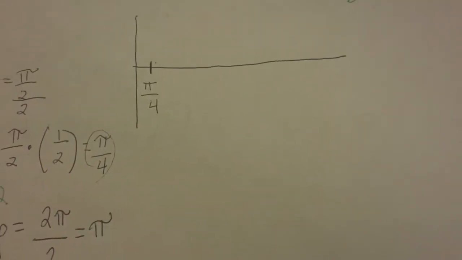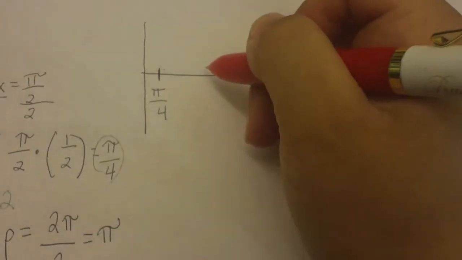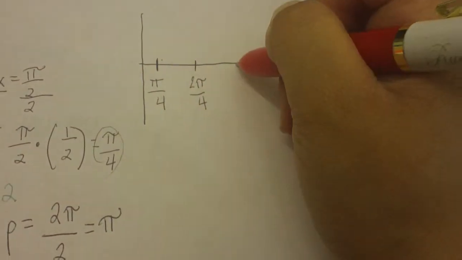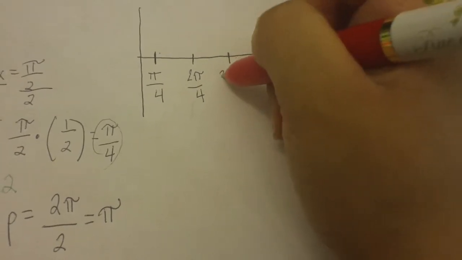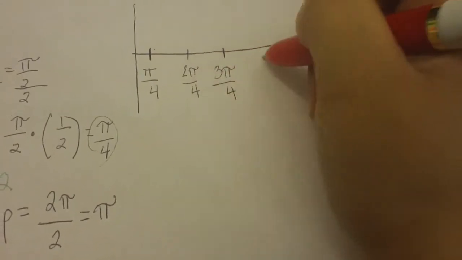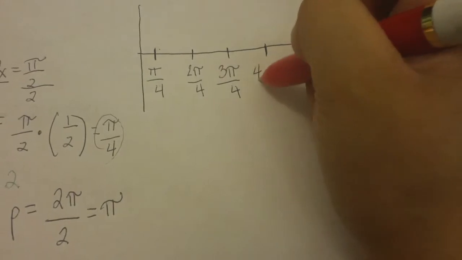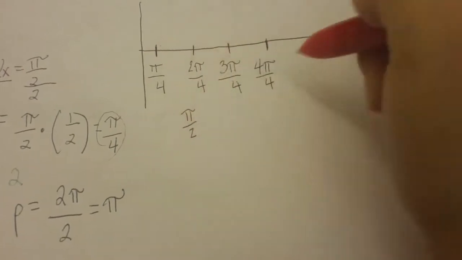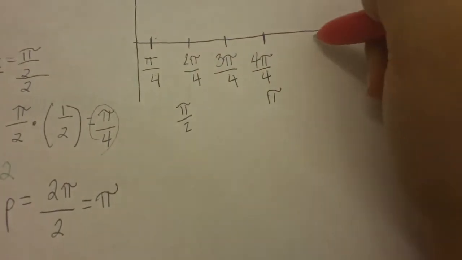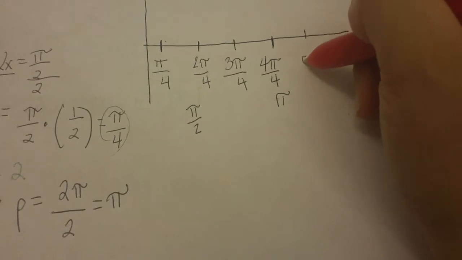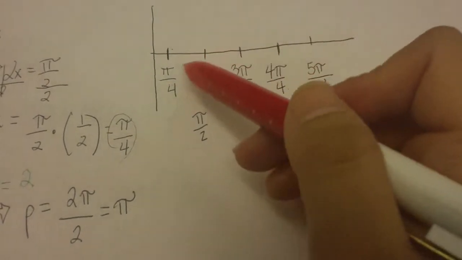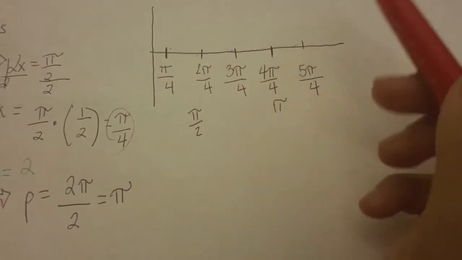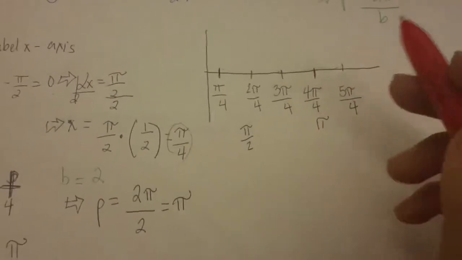So then let's go to our next pi over 4. So we have pi over 4, 2 pi over 4, which is just equal to pi over 2, and then 3 pi over 4, and then 4 pi over 4, which is just pi. So this is pi over 2 also, and this is pi. And then 5 pi over 4. So we have our 4 sections. Remember, we want 4 different sections. So 1, 2, 3, 4. Alright, so that's the first step, labeling our x-axis.